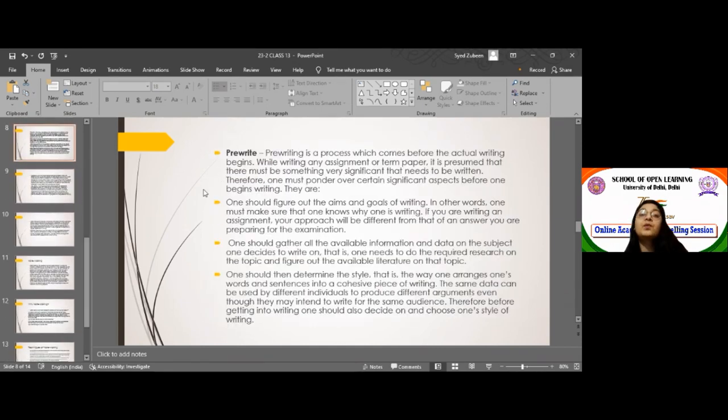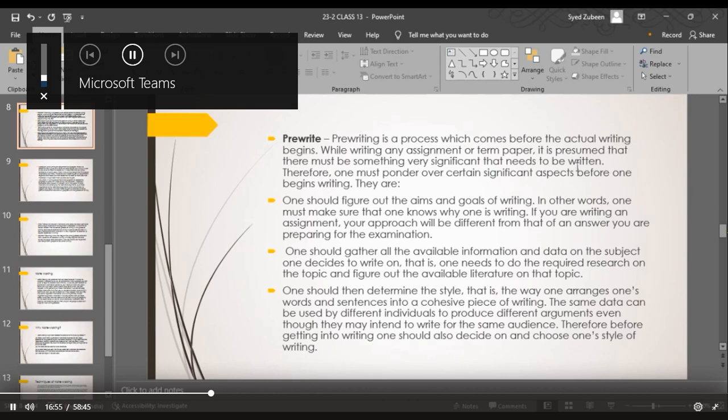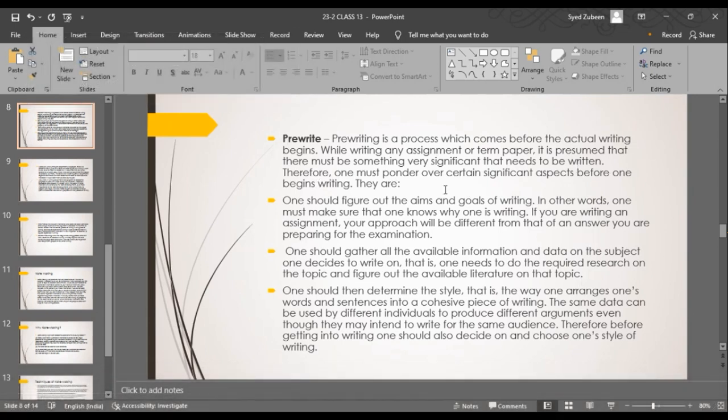So what is the pre-writing stage? Pre-writing is a process which comes before the actual writing begins. While writing any assignment or term paper, it is presumed that there must be something very significant that needs to be written. Therefore, one must ponder over certain significant aspects before one begins writing. And what are those significant aspects?